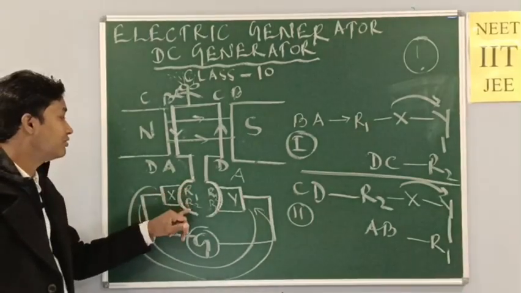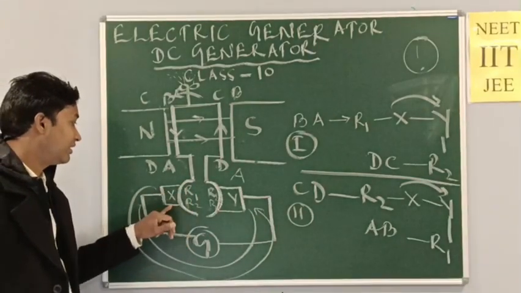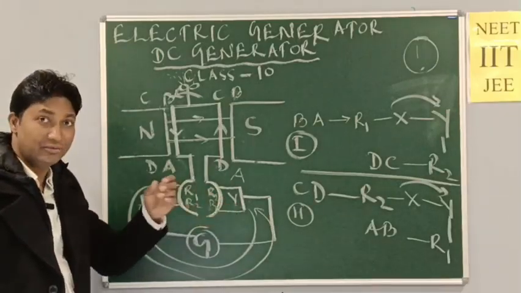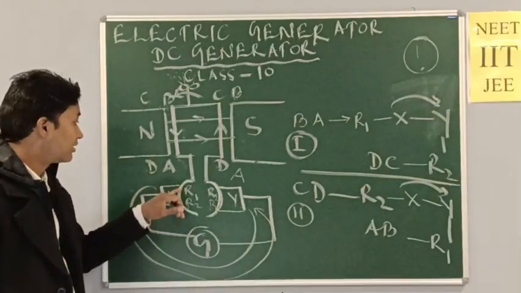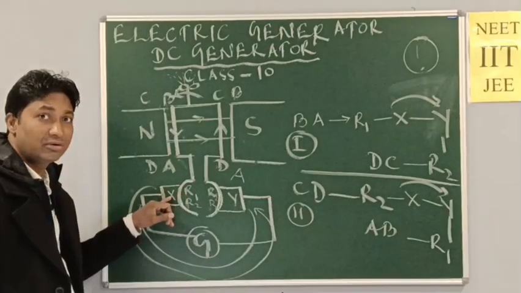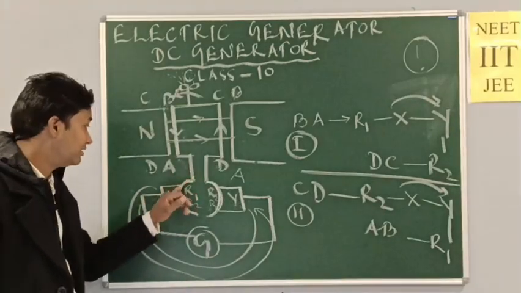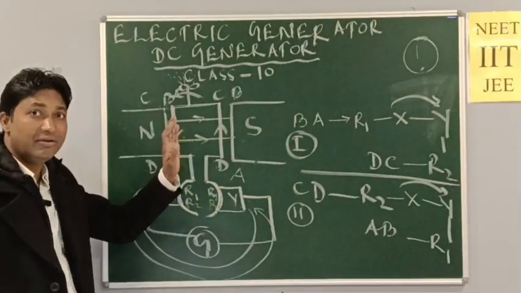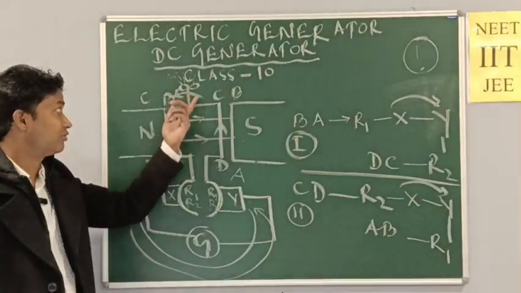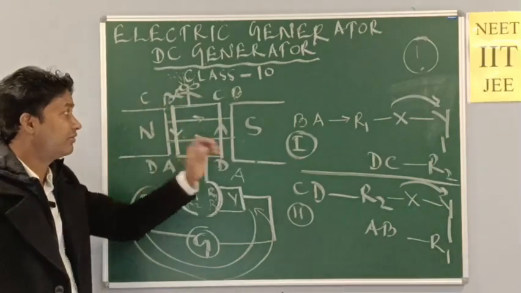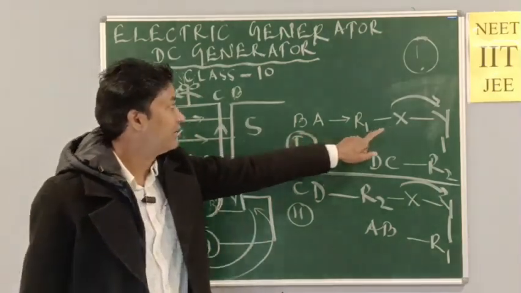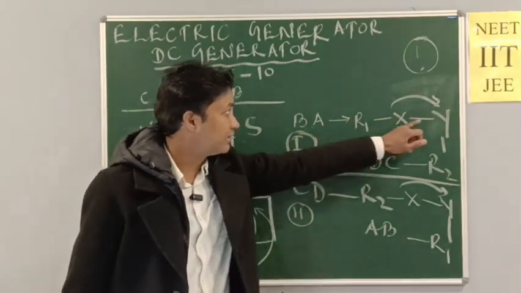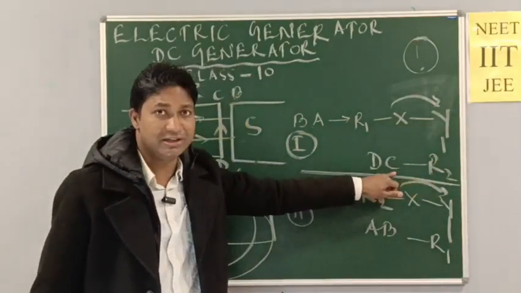Someone asks, why is this slit ring in contact with carbon brush X, and this Y? Then we should reply, so that current can pass through. That is why this is connected with X, this is connected with Y. In the first half revolution, if rotating anti-clockwise, current goes from B to A, further R1, further X, further Y, further R2, further DC.